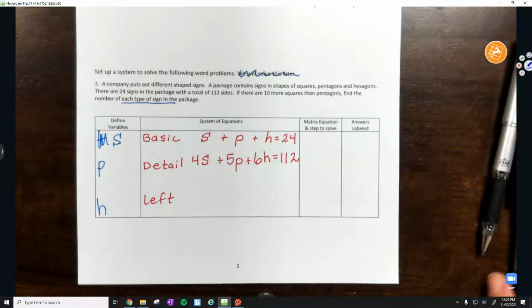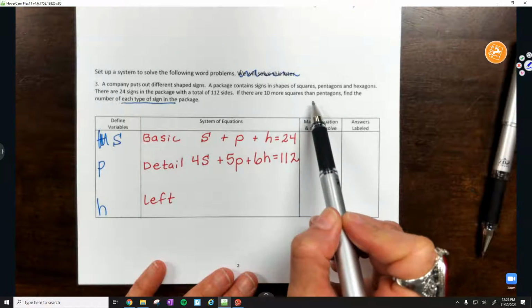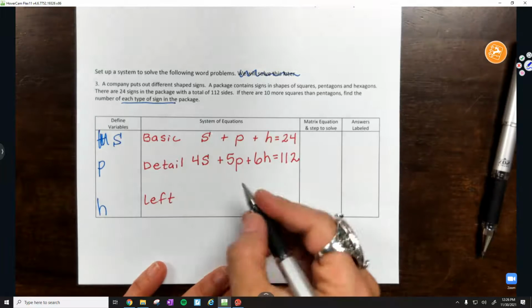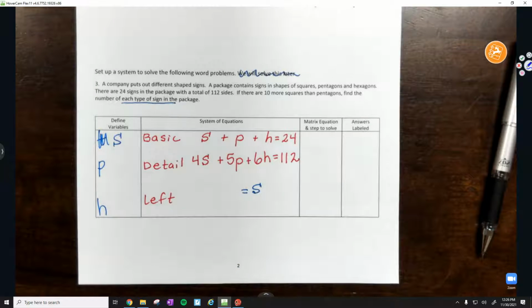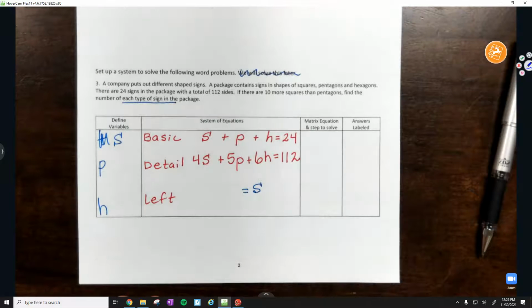All right, then we need to talk about what's left over. What is left over here? The leftover is there are 10 more squares than the pentagons. This part is the hardest. So remember, if there are 10 more squares than pentagons, what do you have most of, squares or pentagons? So write an equal sign and put an S there, because we know we have the most of that. And then wherever it says more than or less than, it always goes at the end.